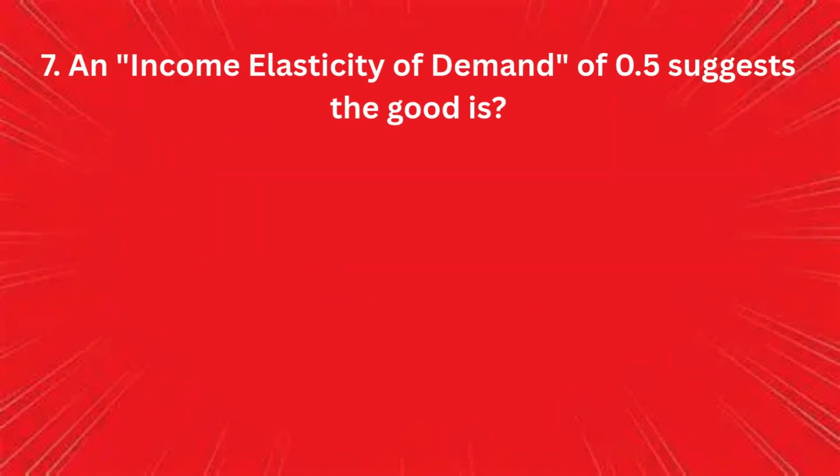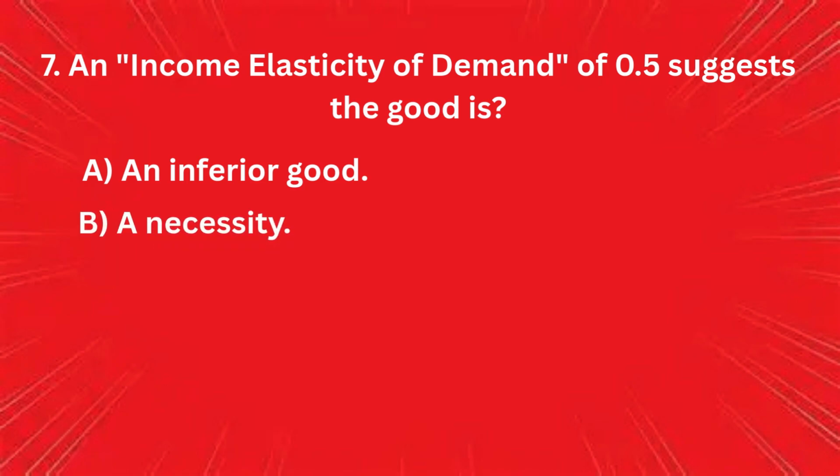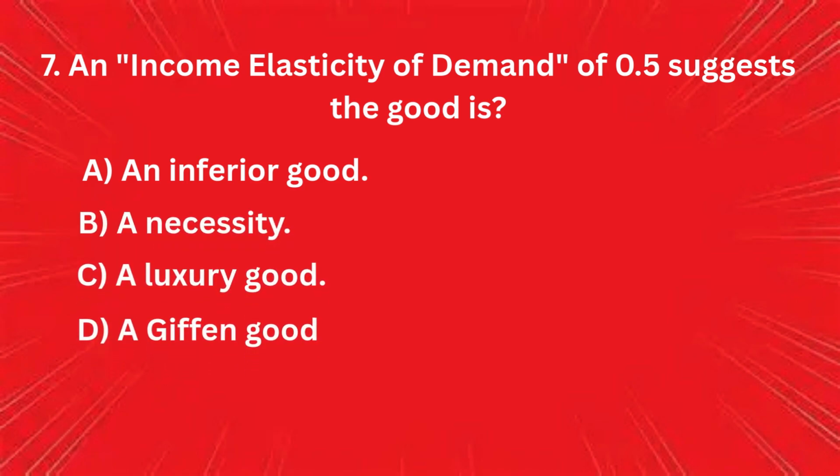7. An income elasticity of demand of 0.5 suggests the good is A. An inferior good, B. A necessity, C. A luxury good, D. A Giffen good.